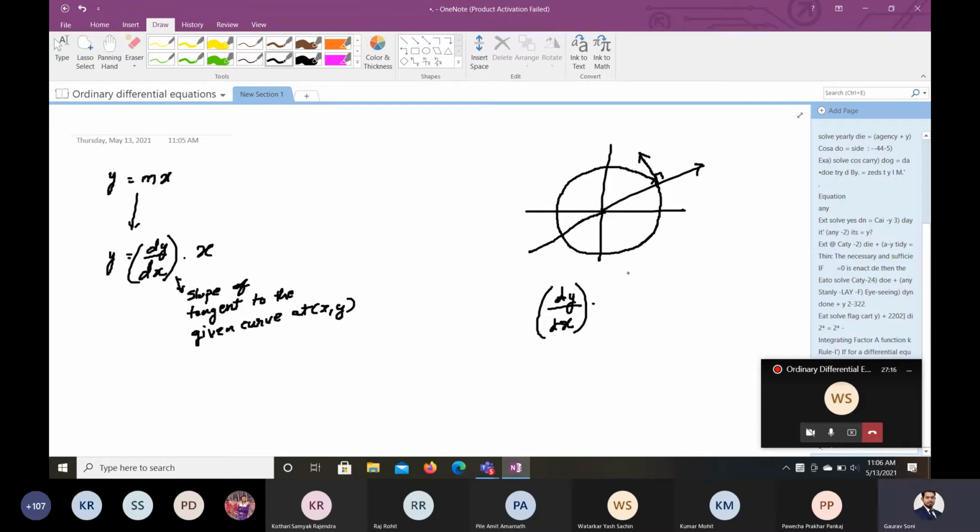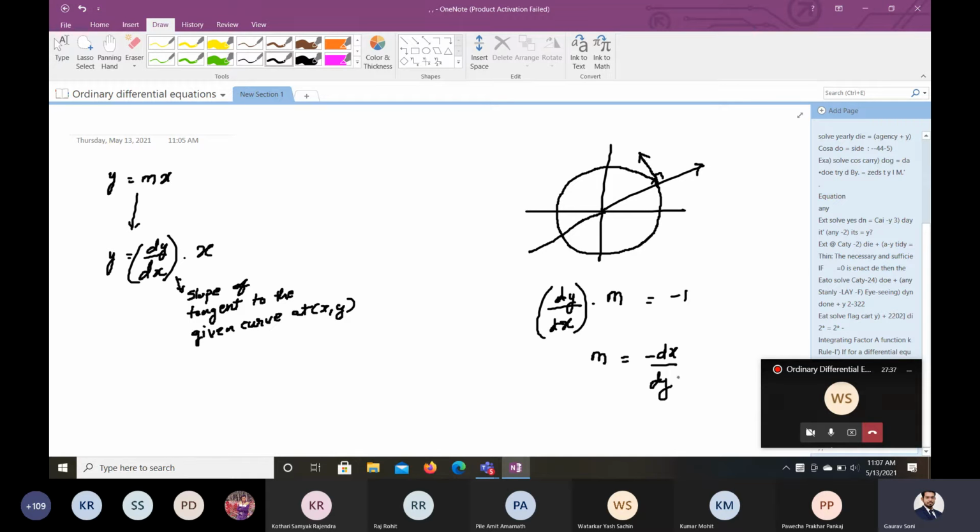So whatever is the tangent, say I'll consider it m. I need the angle between them to be 90 degrees, so this has to be -1. So the required orthogonal trajectory must have the slope m equal to minus dx by dy. Am I clear up to this?